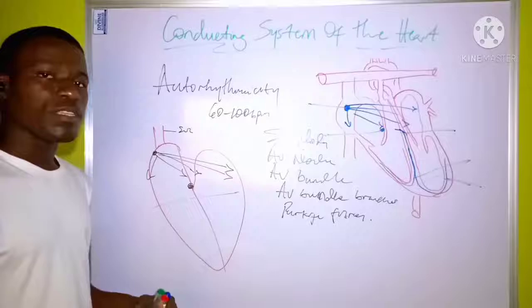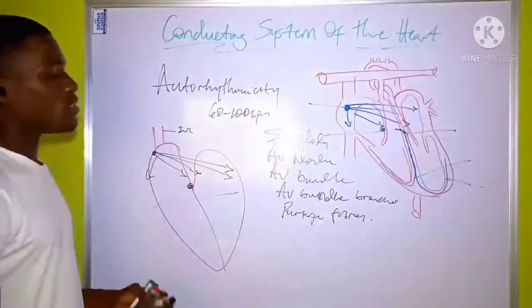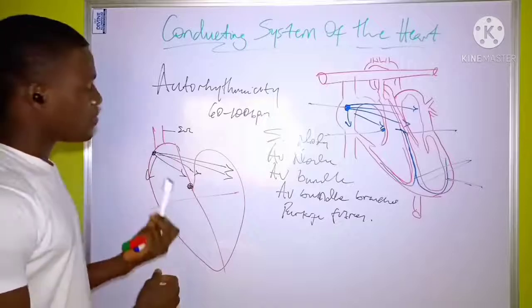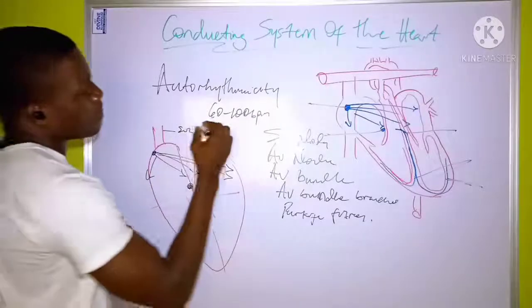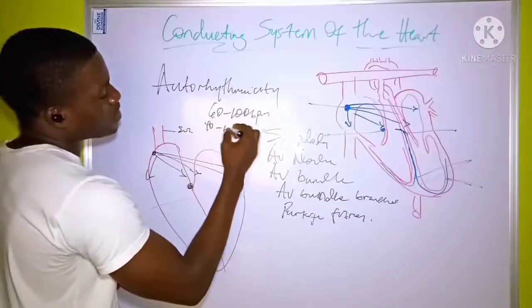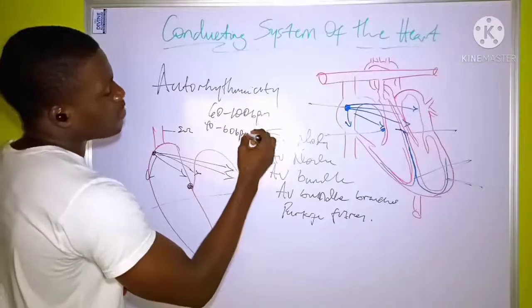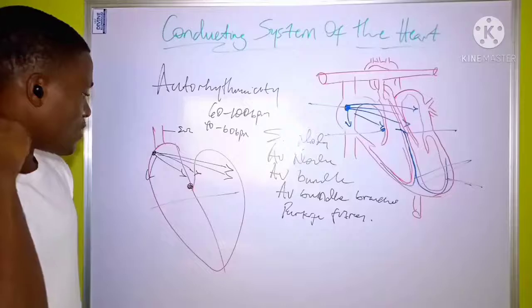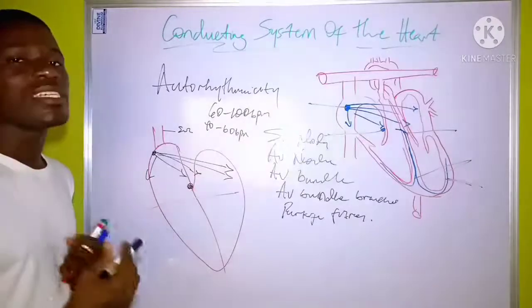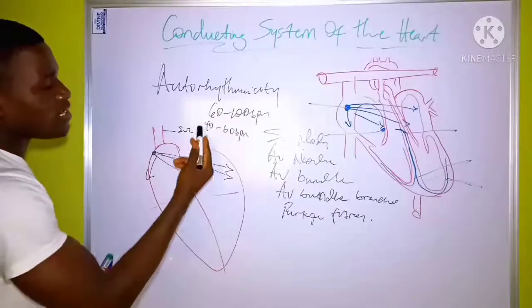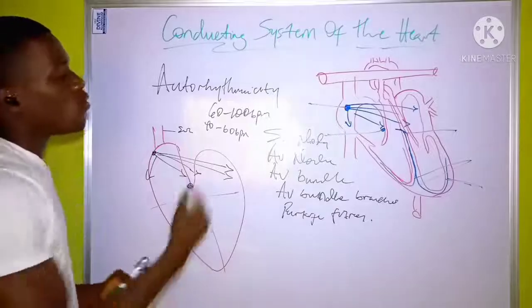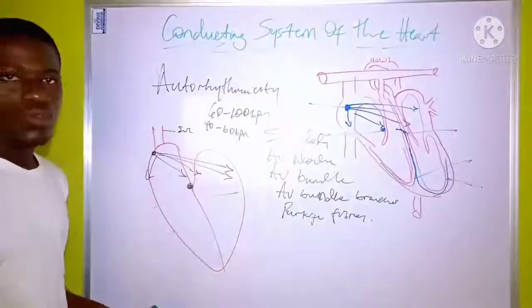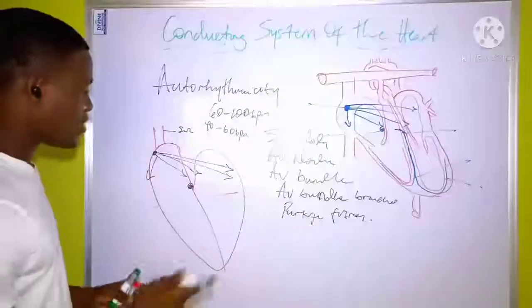But the impulse of this AV node is low, and it only comes into action when the SA node fails, and the impulse of the AV node is about 40 to 60 beats per minute. When the AV node generates impulses, this state is referred to as bradycardia because the impulse is very low, it is less than normal. While when the impulse from the SA node is above 100, it is referred to as what? Tachycardia. Take note of that.